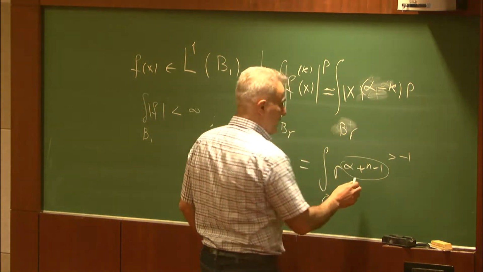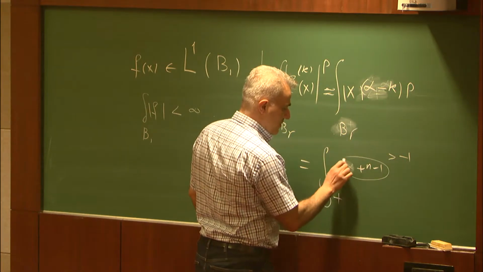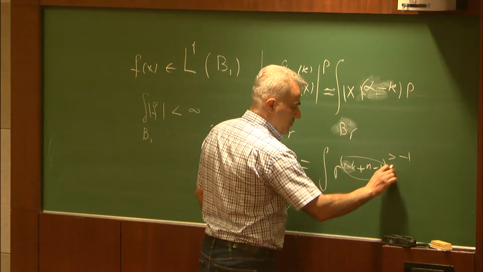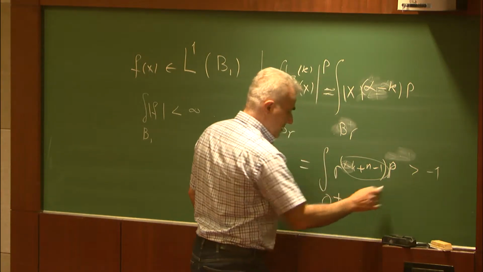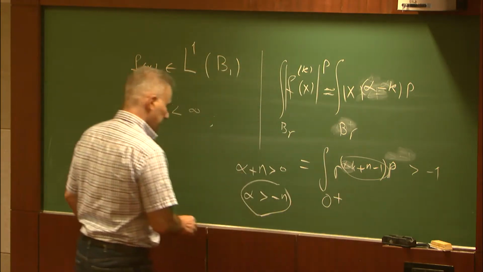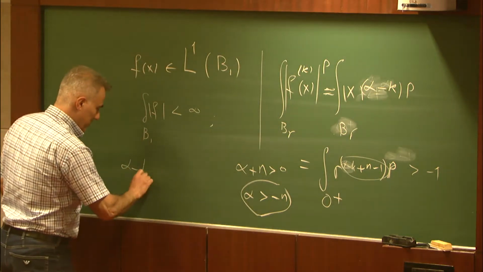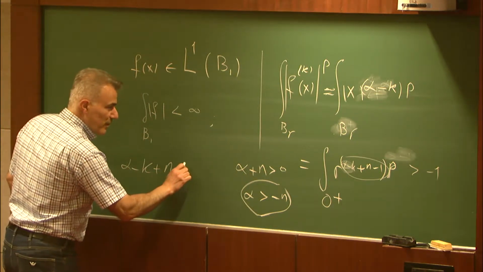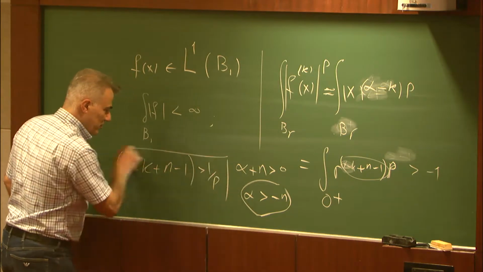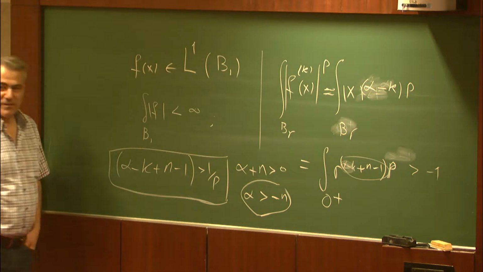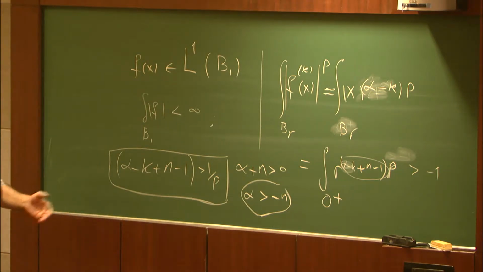So that would be alpha minus k, and the power of p times p. And this should be larger than minus 1 to get integrability. It tells you alpha minus k plus n minus 1 is larger than minus 1 over p. And this is the Sobolev condition. You will actually see these things in the embedding theory and all that.